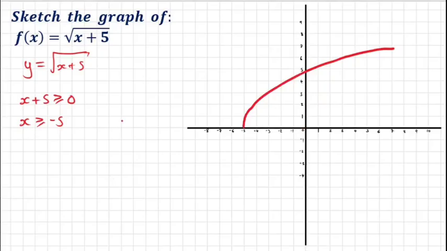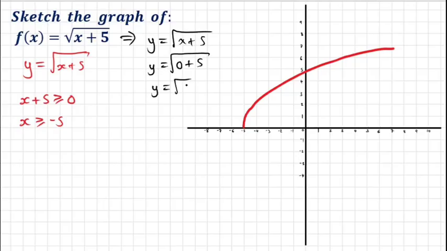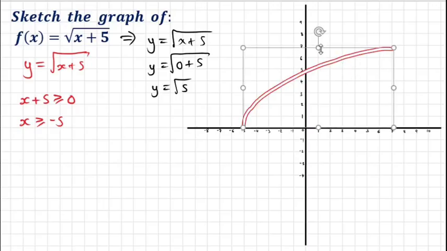Now another important point is that for our function, this one, if x is 0, what is y? So we'll say y is equal to the square root of x plus 5. If x is 0, it means that y is equal to the square root of 5. Now the square root of 5 is something like 2.2. So now it means that this graph of ours should cross at 2.2.